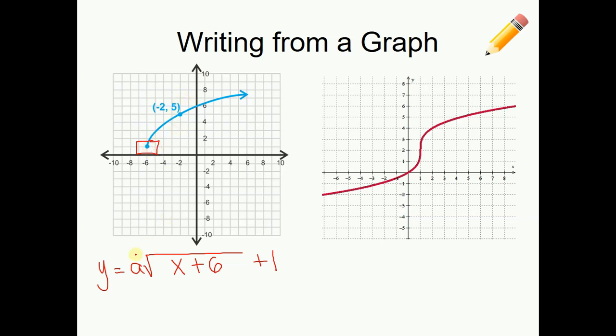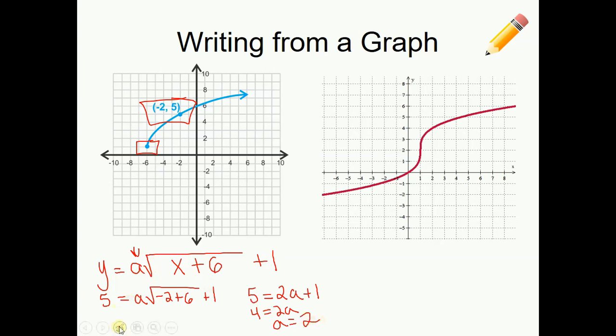Now, to figure out this a value, what I'm going to do is use this convenient point that's on my graph and plug it in for my x and my y. So I got 5 equals a square root of negative 2 plus 6, plus 1. Well, negative 2 plus 6, that's 4. Square root of 4 is 2, so that's 2a plus 1. If I solve that, I'll get 4 equals 2a, or a equals 2.